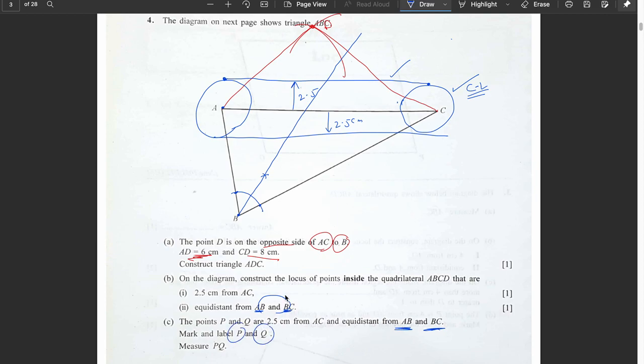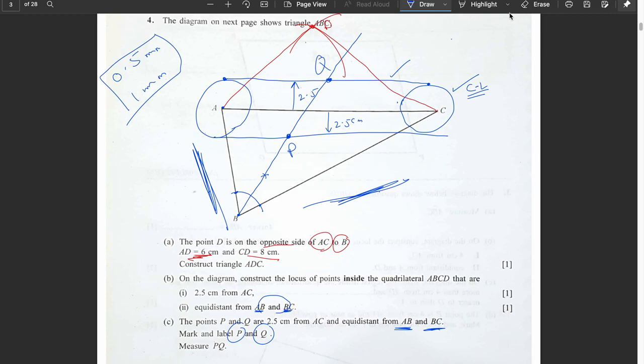So mark P and Q. If we mark this as P and this as Q, do these two points justify the two given conditions? Is P 2.5 centimeters from AC and equidistant from AB and BC? Then if we look at Q, is it 2.5 centimeters from AC and equidistant from BA and BC? The accuracy we mentioned, 0.5 millimeters to 1 millimeter, should be correct.